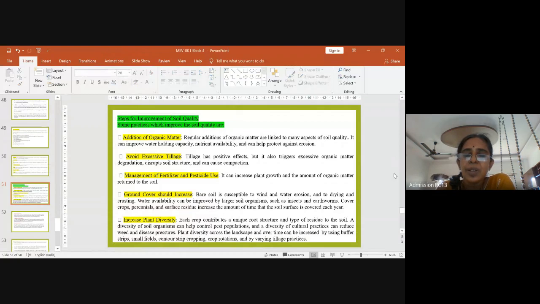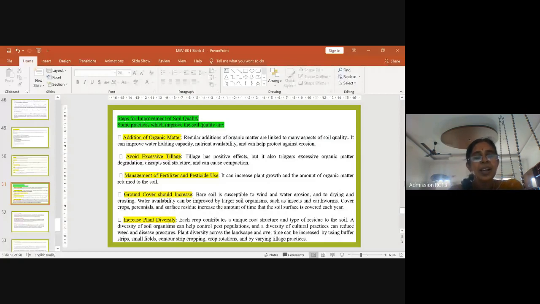So these soil organisms control the pest population, and the diversity of cultural practices can reduce weed and disease pressures. So plant diversity over time can be increased by using buffer strips, small fields, contour strip cropping, crop rotation, and with a number of different tillage practices. So next one is the organic matter.